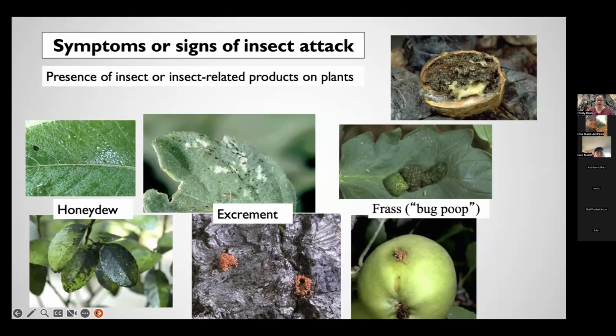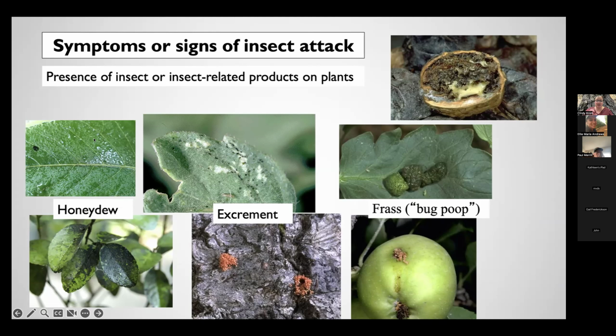Presence of insects or insect-related products on the plant. We've been talking a little bit about this. When I look at this walnut, I don't know what caused this, but what I can tell you is that this insect had chewing mouth parts. The reason I know is because this frass here is solid. The solid poop is from chewing mouth parts. This over here, honeydew, and this spotted excrement is from piercing, sucking mouth parts.